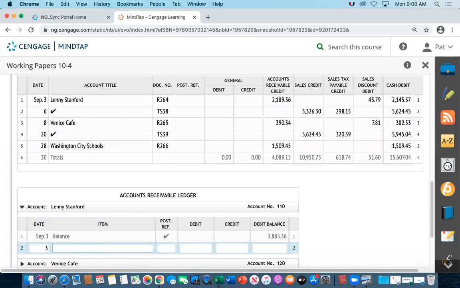Oops, I don't need to write anything there, sorry. Screwing you up. If I can find Lenny, then I don't have to retype all these or add these all up.